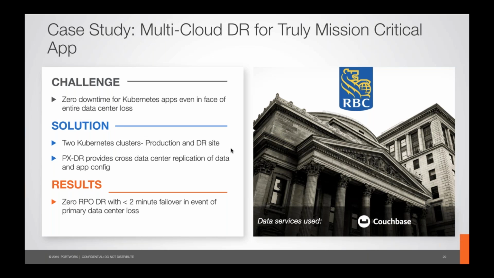And just really quickly, what RBC found is that they were getting a lot of benefits from Kubernetes, but they wanted to move more apps over. But what they found is that some of those apps had these really strict data protection requirements. In one particular case that we worked with them on, they had a requirement for 0 RPO failover, right? 0 data loss between 2 completely independent data centers. And with our PXDR product, we were able to solve those requirements.